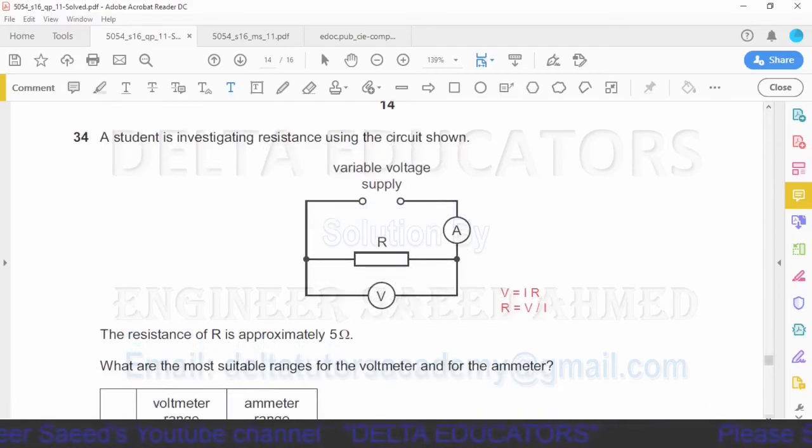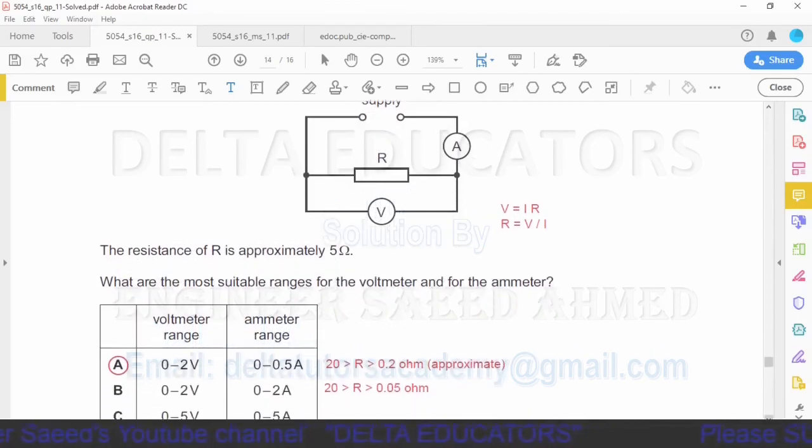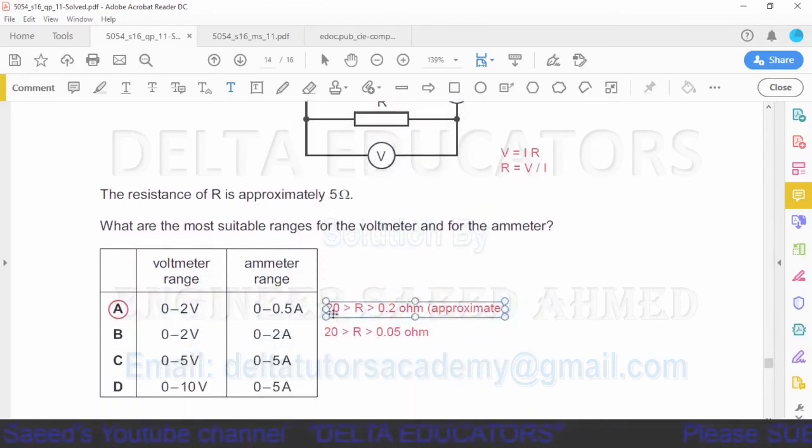Here we first check our options. We have four options A, B, C and D and two columns, one for the voltmeter range and the second for the ammeter range. In option A, the voltmeter is given 0 to 2 volt and the ammeter is given 0 to 0.5 ampere. Now we will check the maximum and minimum range of this combination. For the maximum range, we divide the maximum voltage by the maximum current and we get 4 ohm.